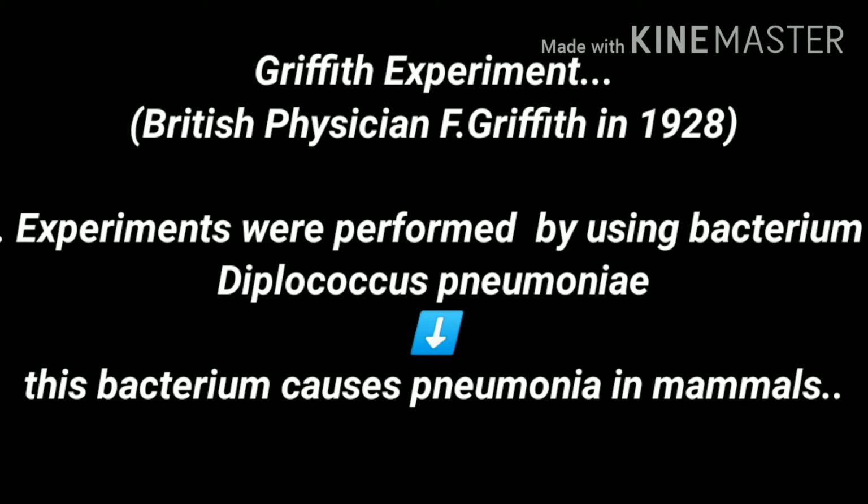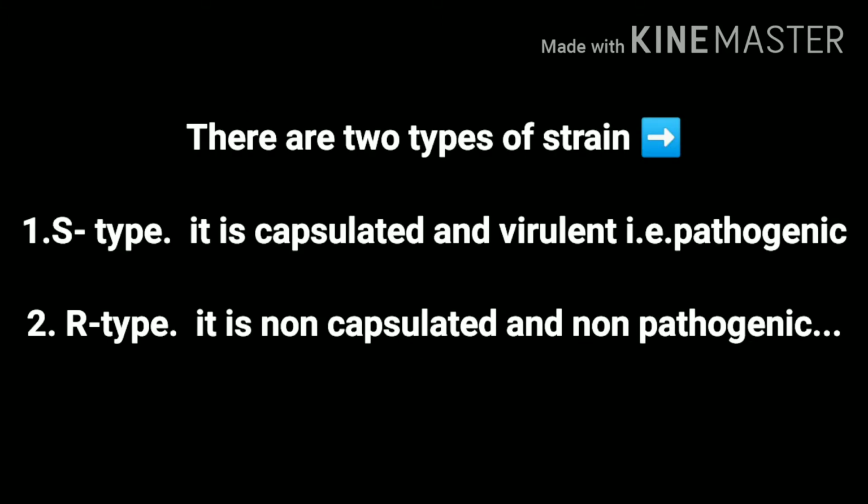So friends, our first experiment is the Griffith experiment. Lots of experiments were performed by a British physician, Frederick Griffith, in 1928 using the bacterium Diplococcus pneumoniae. This bacterium causes pneumonia in mammals. There are two types of strains of Diplococcus pneumoniae. First type is S type. S stands for smooth. It is capsulated and it is virulent. That means it is pathogenic and it can cause pneumonia in mammals.